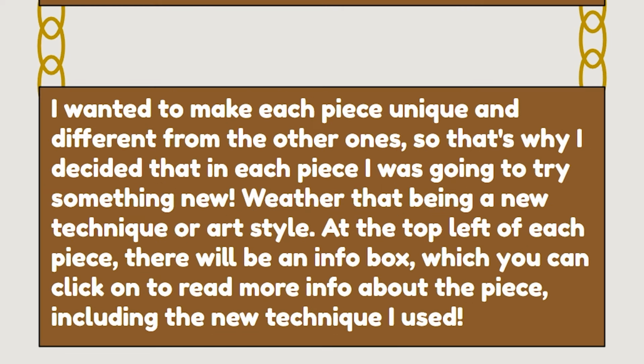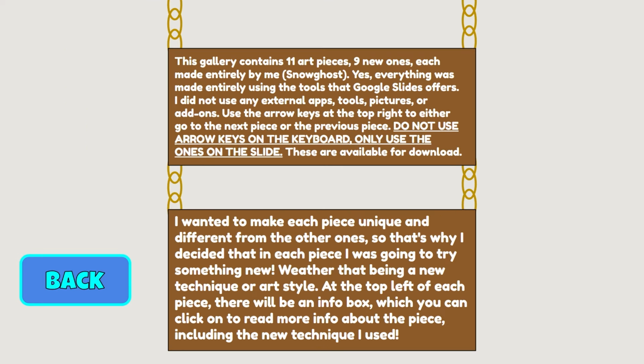I wanted to make each piece unique and different from the other ones, so that's why I decided that in each piece I was going to try something new, whether that being a new technique or art style. At the top left of each piece there will be an info box, which you can click on to read more info about the piece, including the new technique that I used. So what that means is in every single new art piece, I tried something new. In the old ones, not really.